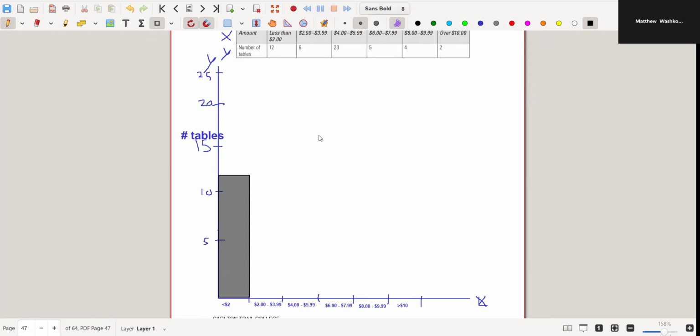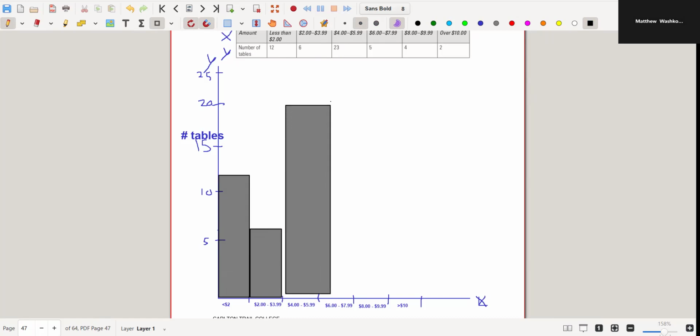So next is I had 6 between $2 and $3. Now, in a histogram, we can touch these bars. In a bar graph, we could not. Then I had 23 from $4 to $6. So I just go up to 23, which is about right here. Just a little bit.